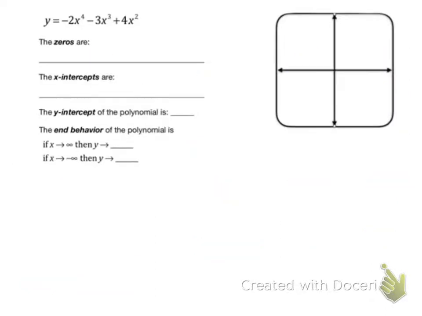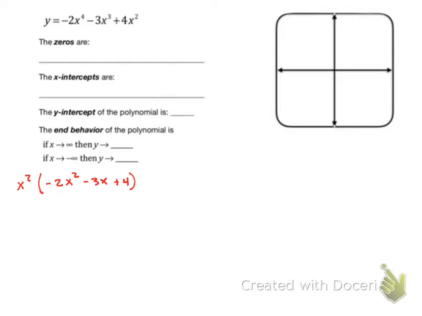Next question. So we have our function y equals negative 2x to the fourth minus 3x cubed plus 4x squared. Look at your coefficients: 2, 3, and 4. There's nothing we can factor out between them. So now we look at our x's. At least we have 2 x's, so we can factor out an x squared. If we factor out an x squared, we're left with negative 2x to the second power minus 3x and then plus 4.